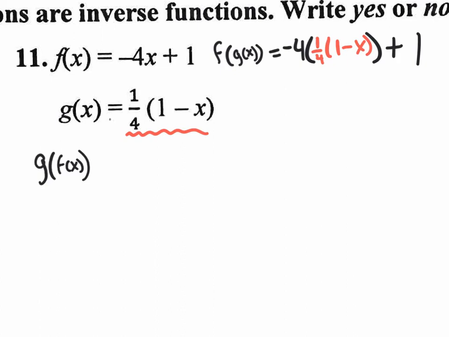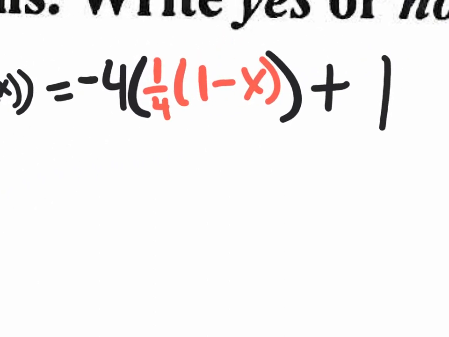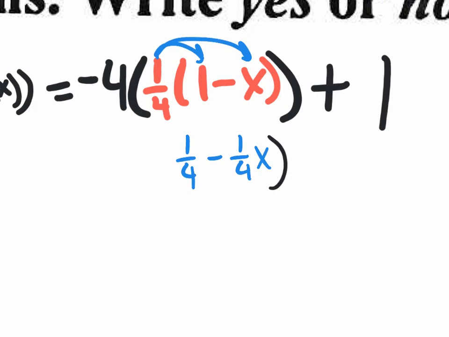So let's do this math and let's see if it really does simplify down to x. I'm zooming in right here. So when we look at the inside of the parenthesis, we have 1/4 times 1 minus x. Let's distribute. 1/4 times 1 is 1/4. 1/4 times negative x is negative 1/4 with an x. You guys agree? Okay, let's put the parentheses. Let's put that negative 4 on the outside. Put the plus 1 at the very end.